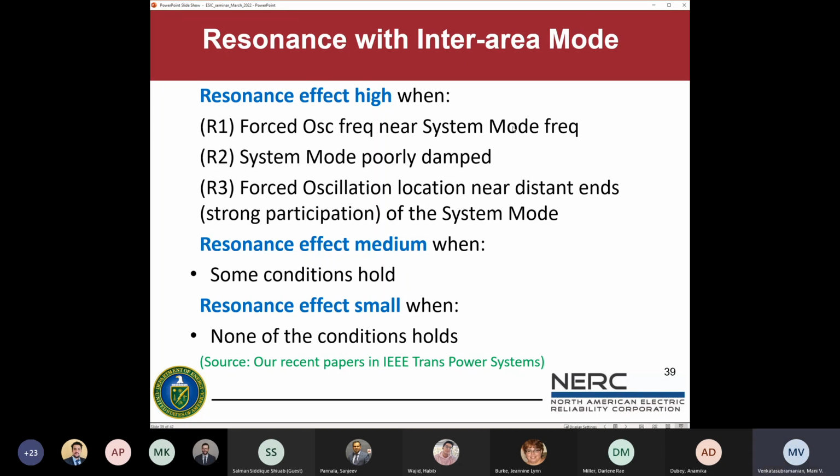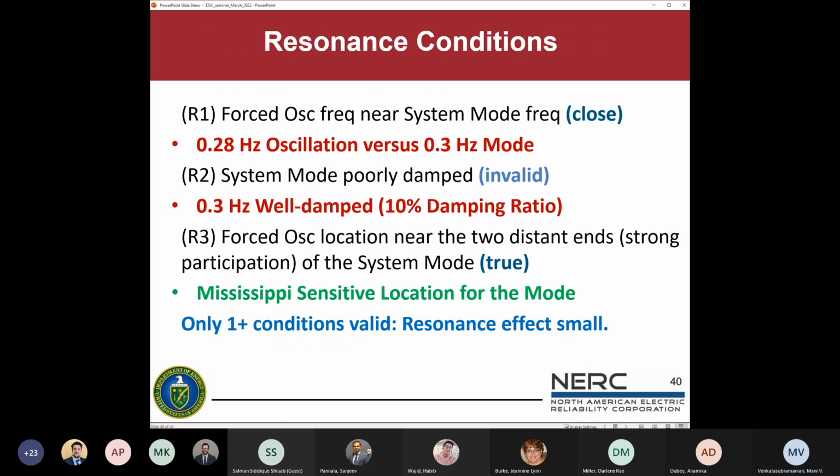And one of them, the frequency should be close between the forced oscillation and the interarea mode. The mode should be poorly damped, and those are the two well-known conditions from physics. In the power grid, being a wide area system or a network system, the location of the forced oscillation is also important. If it happens where the mode is strongly controllable, such as near the distant ends, then there will be strong amplification. If it happens near the middle, then it doesn't lead to as much of a problem for the system. So we could analyze the Mississippi event using those three conditions.